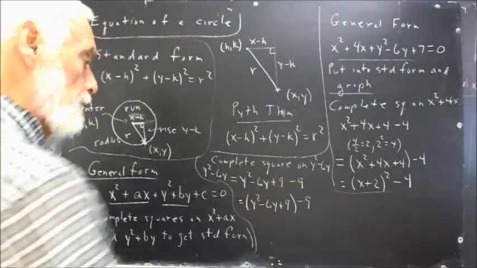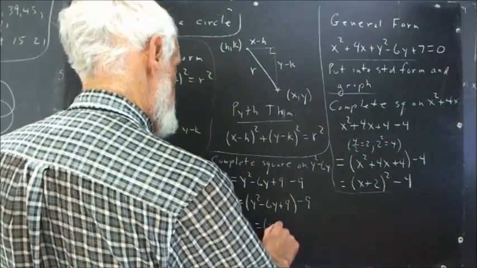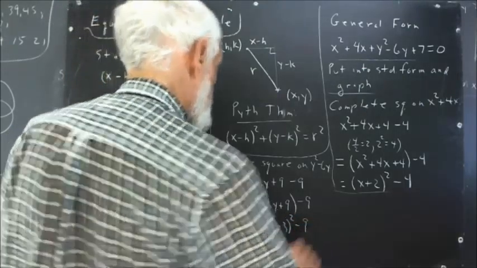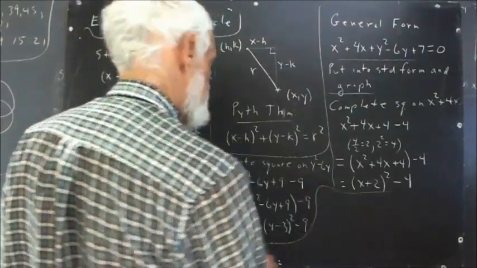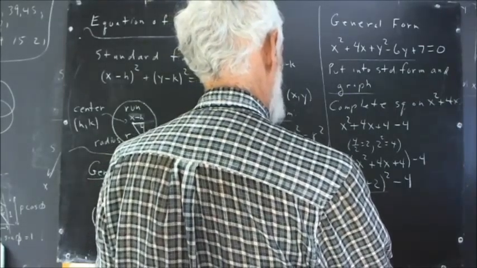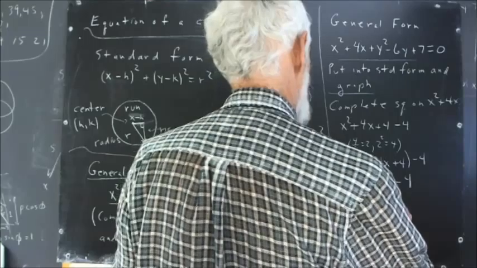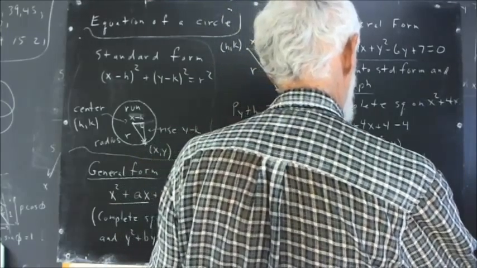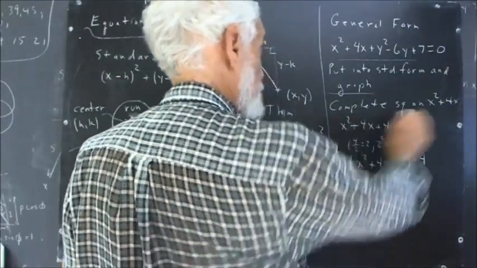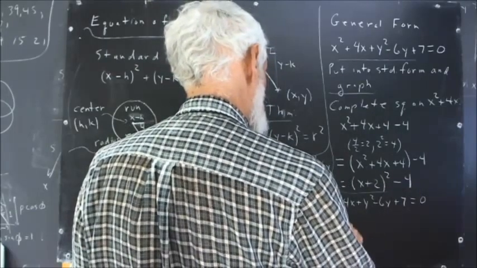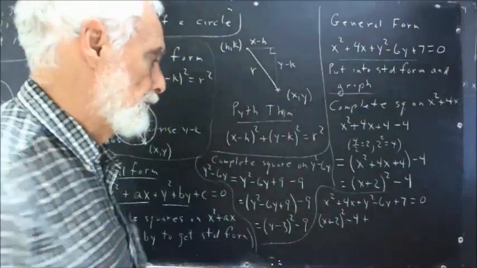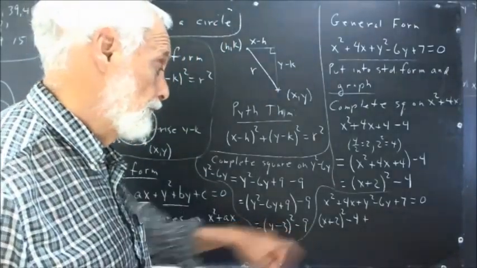And y squared minus 6y plus 9 is easily enough seen to be the square of y minus 3. So we get y minus 3 quantity squared minus 9. So what happens to our equation? Our equation is x squared plus 4x plus y squared minus 6y plus 7 equals 0. That's equivalent to x squared plus 4x being the same as x plus 2 squared minus 4, and y squared minus 6y being the same as quantity y minus 3 squared minus 9.